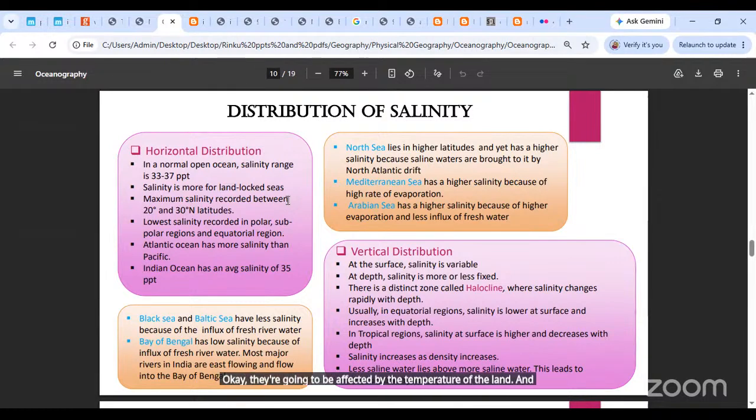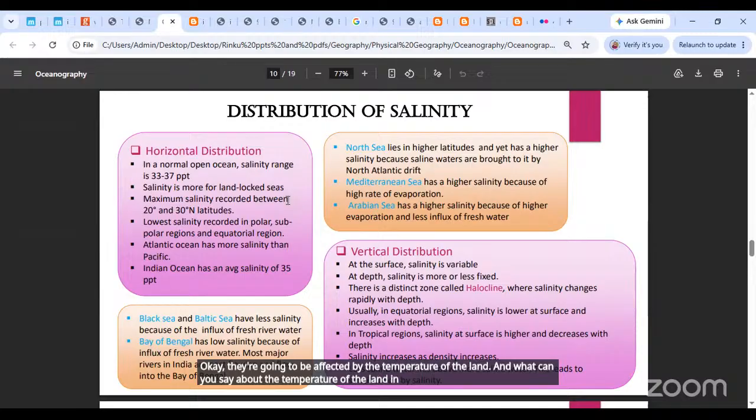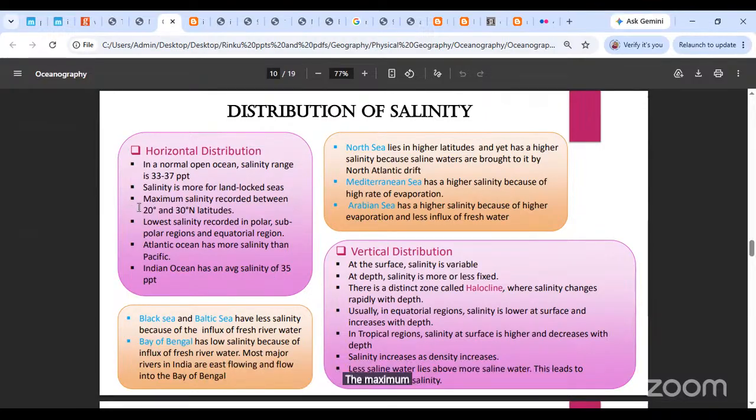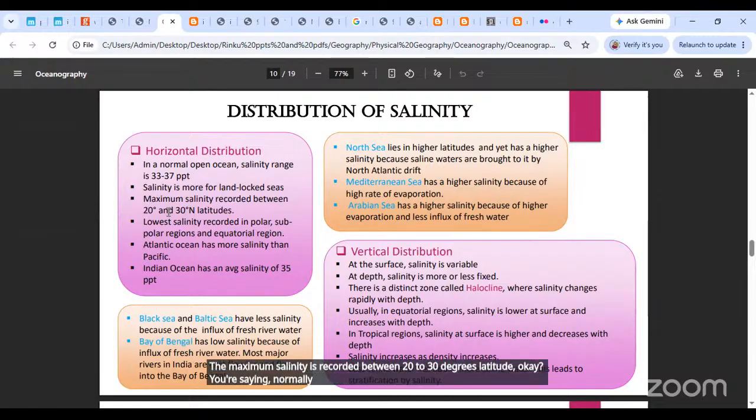And what can you say about the temperature of the land in lower latitudes? It will be higher. So obviously the temperature of this water body is also going to be higher, and the salinity will also be higher. The maximum salinity is recorded between 20 to 30 degrees latitudes. Normally between 20 to 30 degrees north, you will see that the maximum amount of salinity is found. The lowest salinity is usually recorded in polar, subpolar, and equatorial regions.